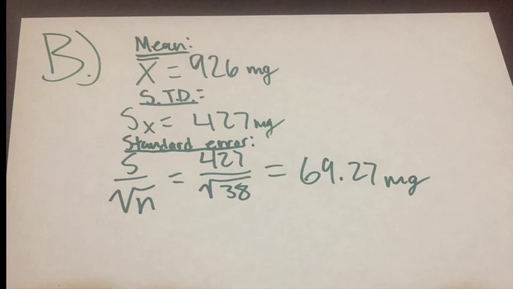Part B, calculate the mean, the standard deviation, and the standard error. So to do this, you put it all into your list on your calculator, and then you get the one variable statistics, and the mean was 926 milligrams, standard deviation was 427, and then to do the standard error, you do the standard deviation over the square root of the amount of samples you have, and that equaled 427 over the square root of 38, and that equaled 69.27 milligrams.